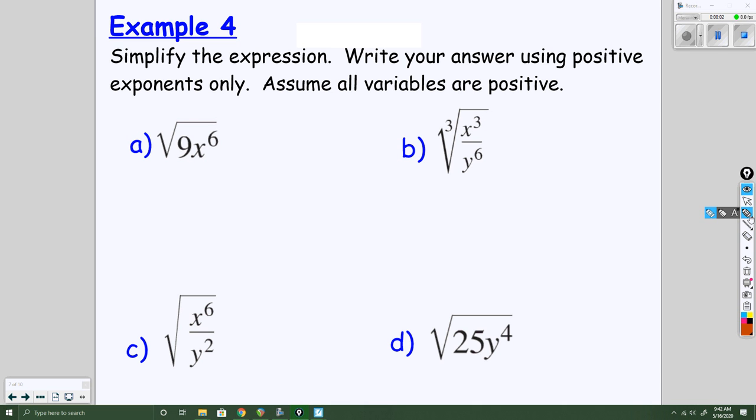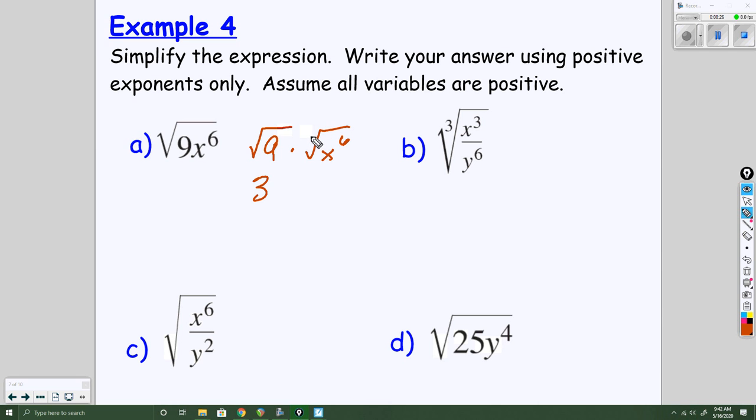So in example 4, part A, we can really just break this down into two independent radicals. All right, this is essentially using our product property, and now we can simplify them each. So the square root of 9, we know that's 3. Now the square root of x to the 6th may be kind of tricky.